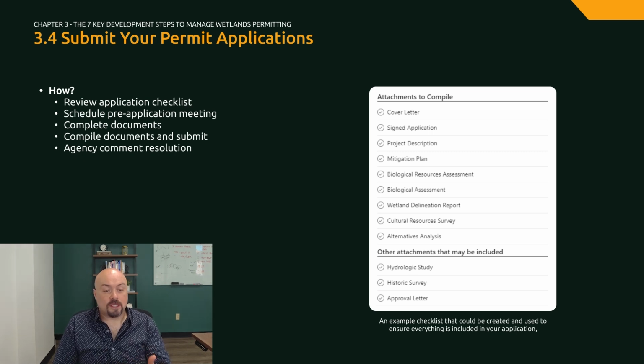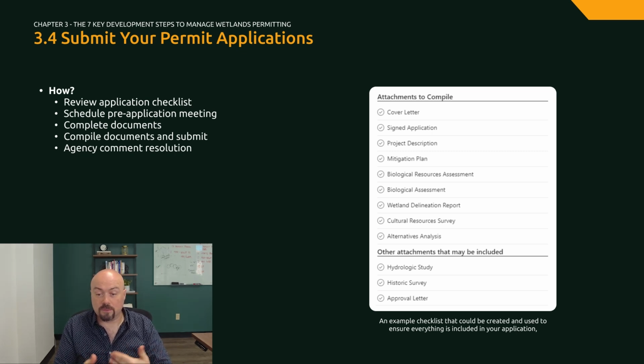Your workflow should include the following steps to make sure that your application is successfully submitted and processed. First, you want to review any application checklists or template forms provided by the agency. Sometimes you may be required to submit your application through a portal that asks you a series of questions that you can research as you go.